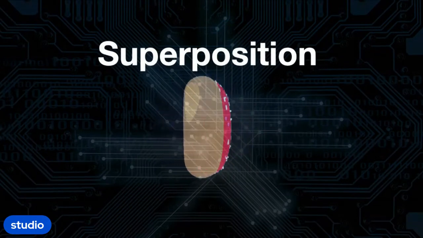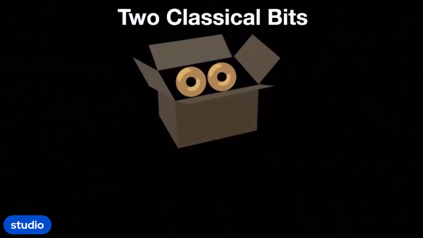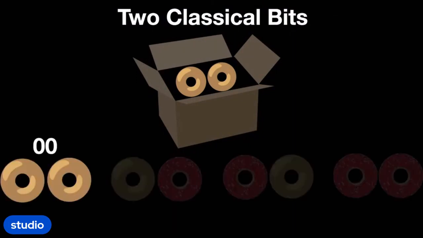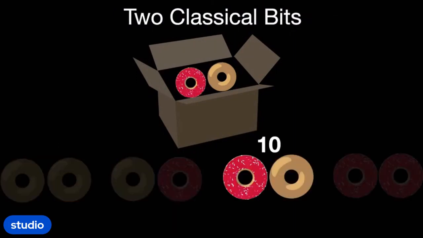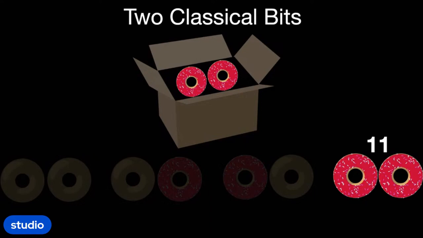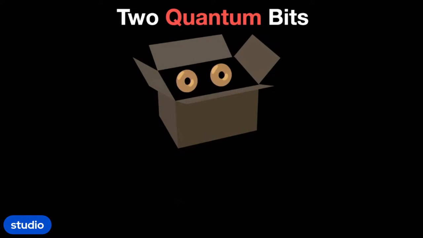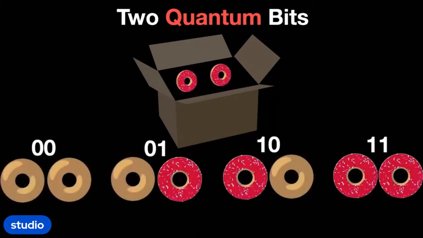So why is superposition powerful? Well, let's imagine you have a donut box and you open it up. Inside, you see two donuts. Either you see 0, 0, or 0, 1, or 1, 0, or 1, 1. But what if this were a quantum donut box? You'd open it up and you'd see them both spinning. And now, essentially, you see all of these combinations simultaneously. And so the quantum computer can actually process all of these combinations.